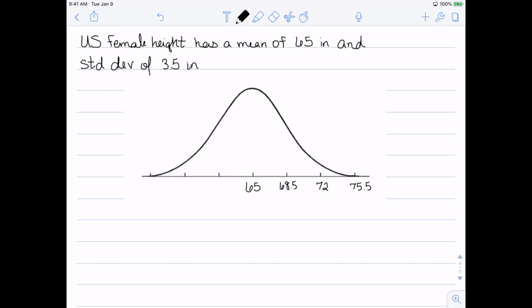As we move to the left, we need to slowly subtract 3.5. So 65 minus 3.5 is 61.5, minus 3.5 is 58, minus 3.5 is 54.5. So now I have a little bit more information about my normal distribution that I'm going to use in just a minute to actually be able to answer some questions about this.